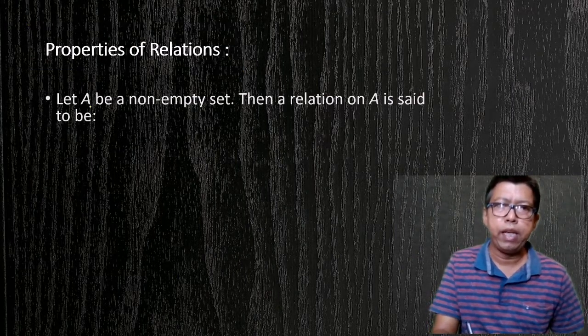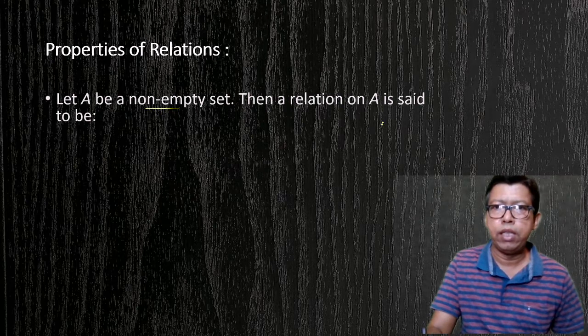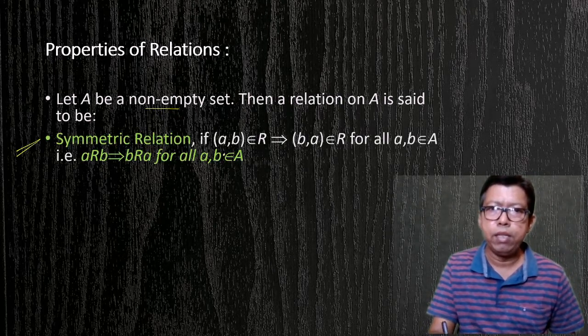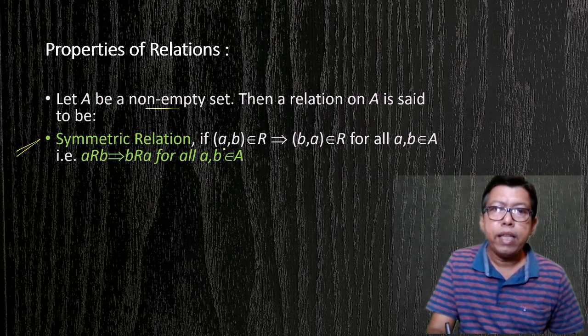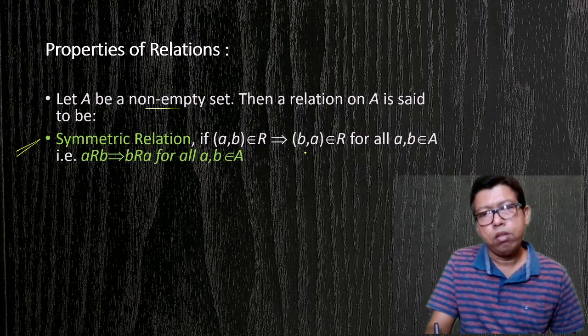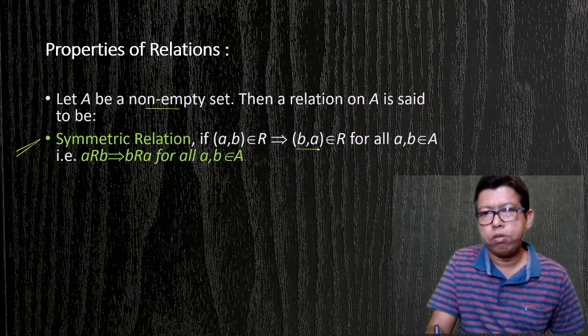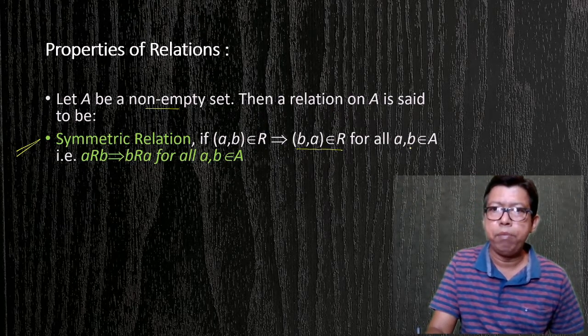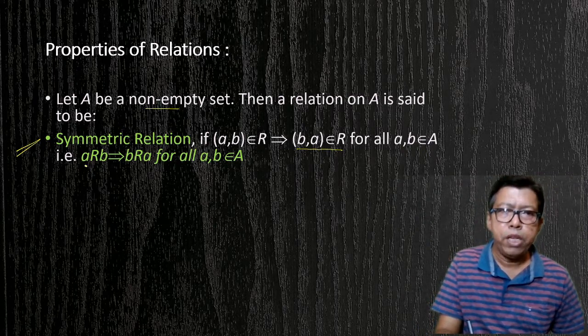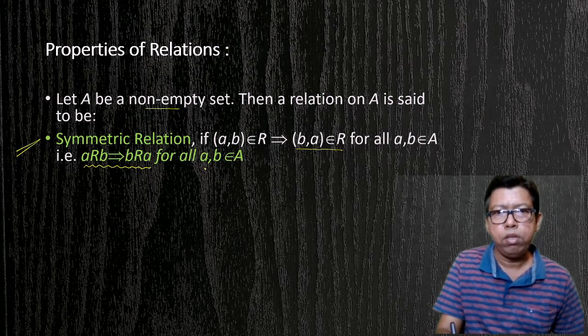Next is another property. We take a set A which is non-empty, and R is said to be a symmetric relation if you find that (a, b), the ordered pair, belongs to R, and it simultaneously implies that (b, a) also belongs to R, provided a, b are elements of the set A. In short, in notation you can write aRb implies bRa for all the elements a and b of A.